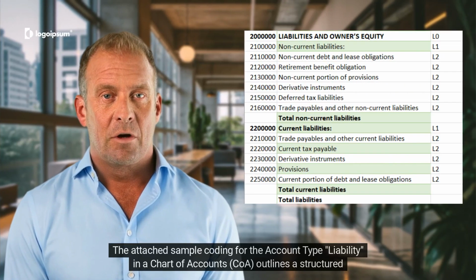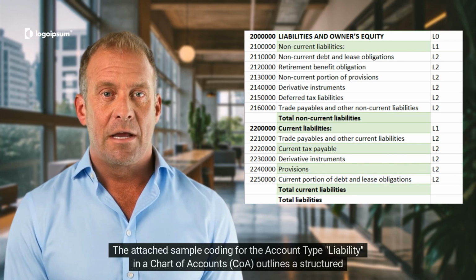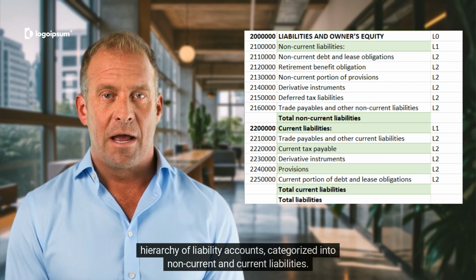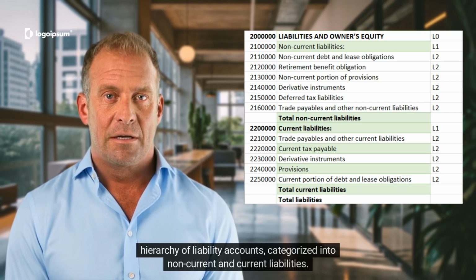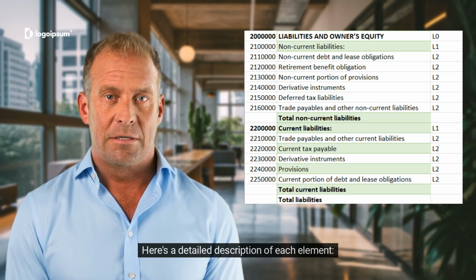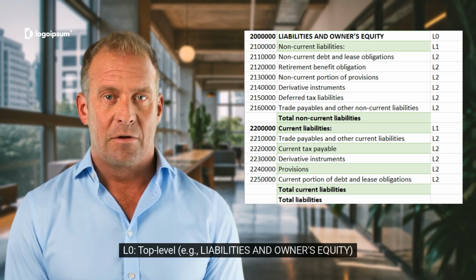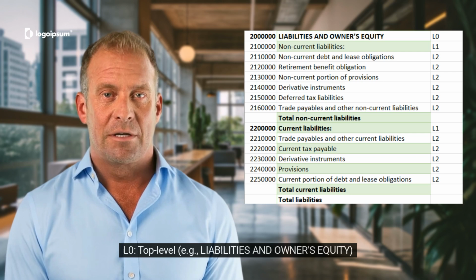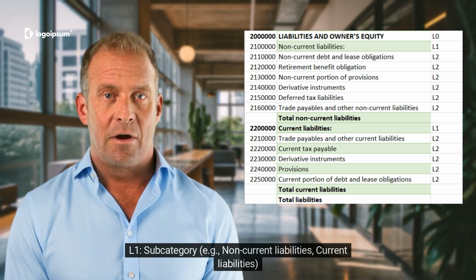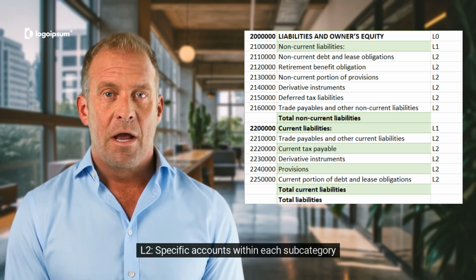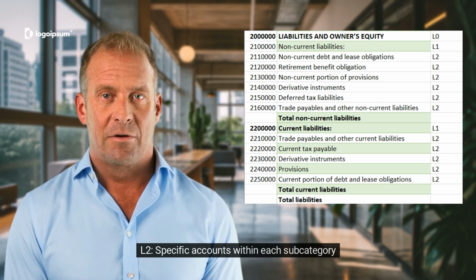The attached sample coding for the account type liability in a chart of accounts, CoA, outlines a structured hierarchy of liability accounts, categorized into non-current and current liabilities. Here's a detailed description of each element. L0, top level, for example, liabilities and owner's equity. L1, subcategory, for example, non-current liabilities, current liabilities. L2, specific accounts within each subcategory.